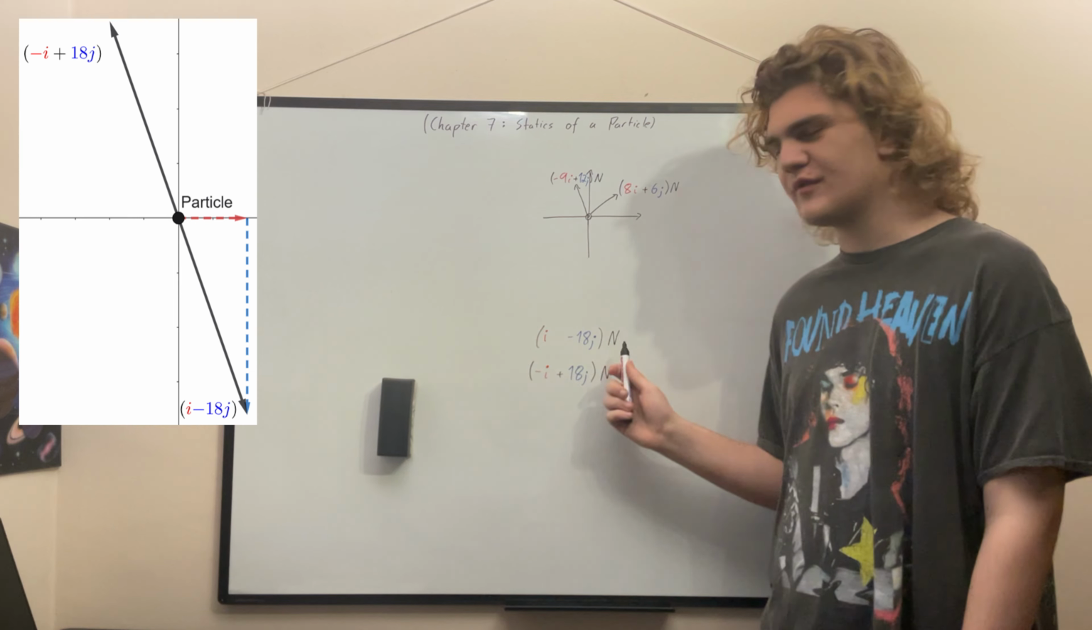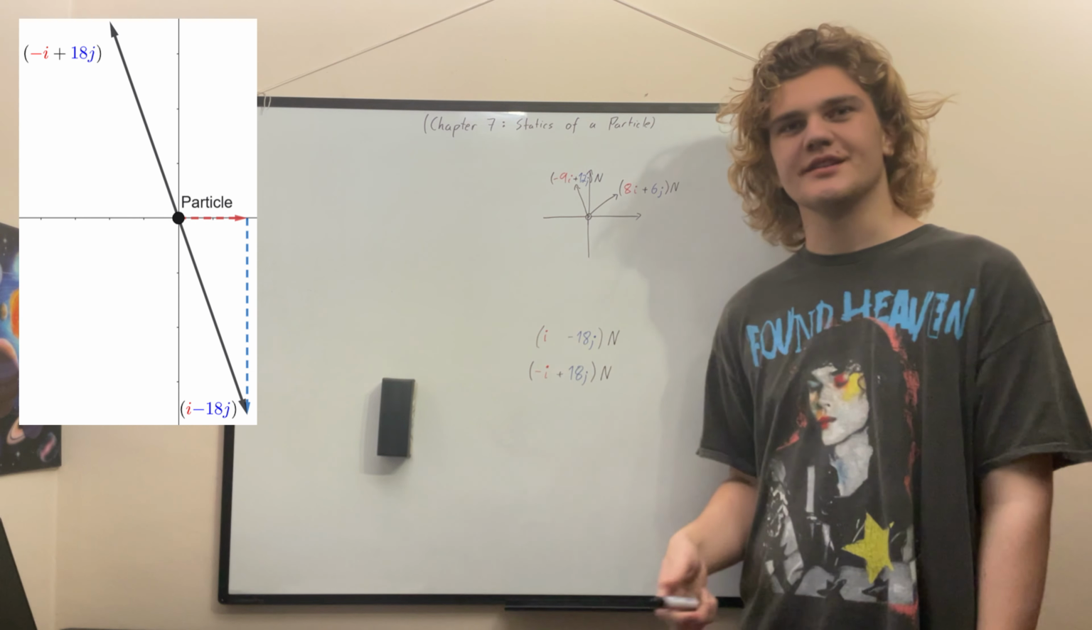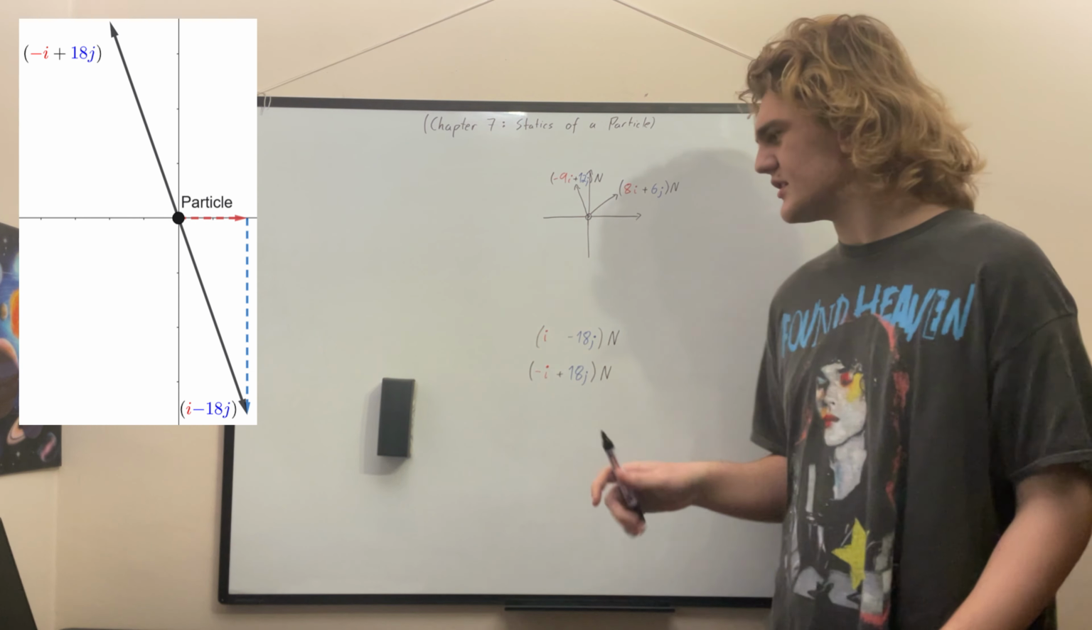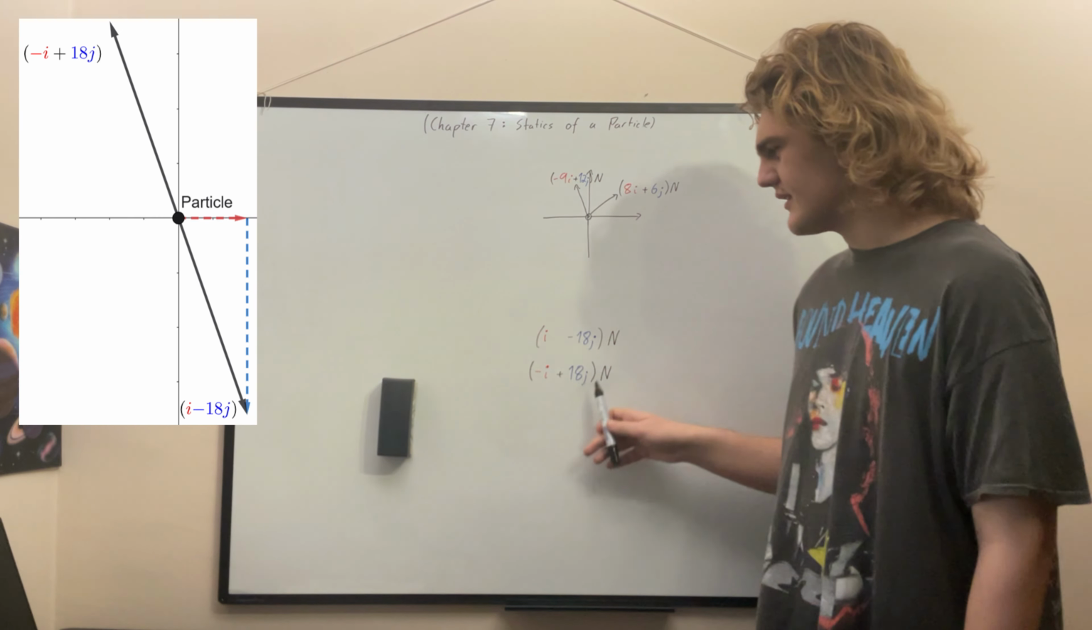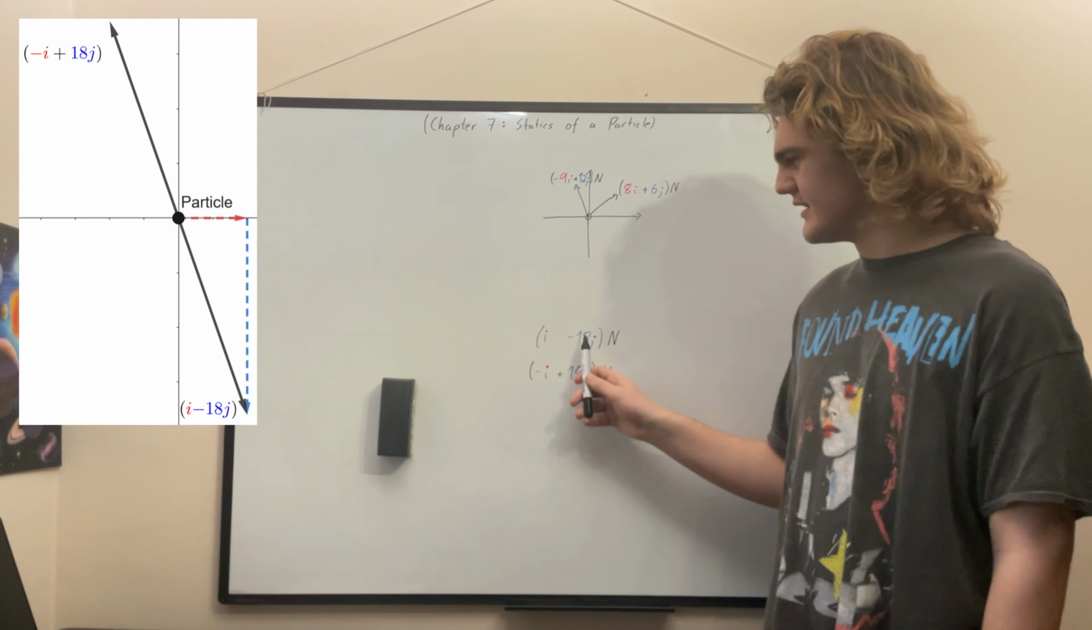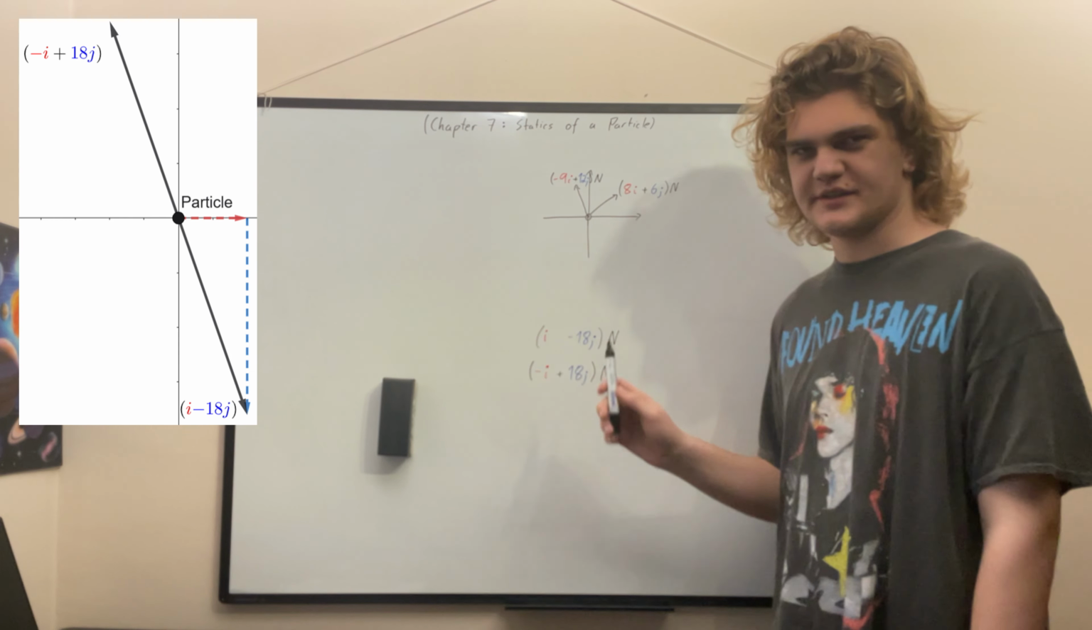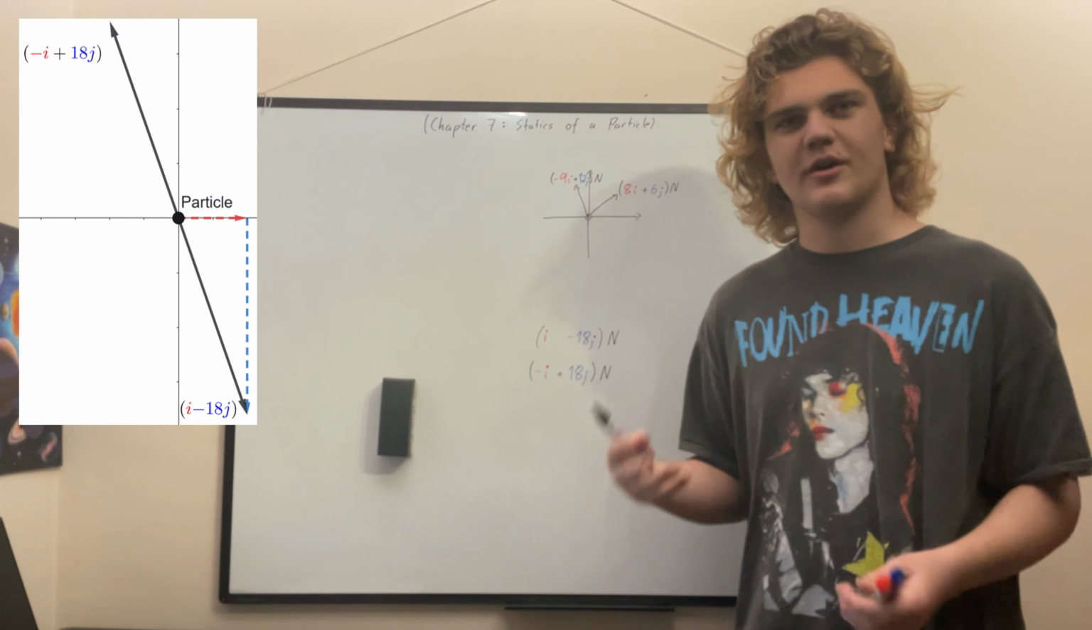So if you add a force that moves exactly in this direction, then the particle will stay stationary. And we can see that these two are opposites of each other because this is the negative version of this and vice versa. So they act in complete opposite directions.